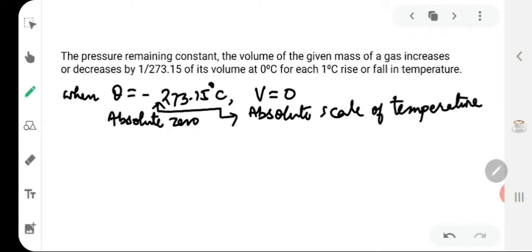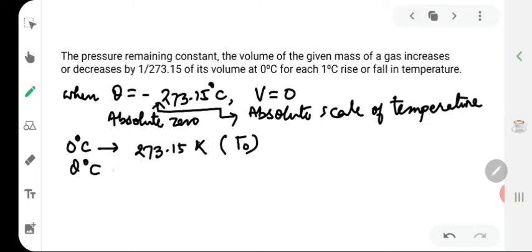The interval between freezing and boiling points of water is also divided into 100 equal parts, just as in the Celsius scale. The temperature of 0 degree Celsius corresponds to 273.15 Kelvin on the absolute scale and is denoted by T0. A temperature of theta degree Celsius on the absolute scale will be 273.15 plus theta, denoted by T.